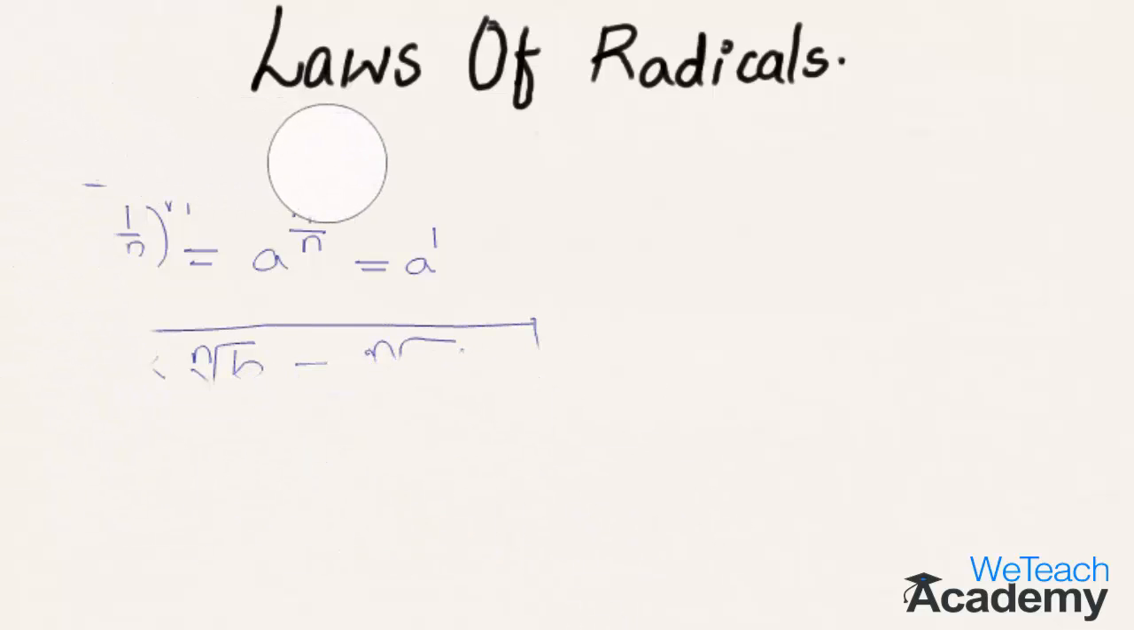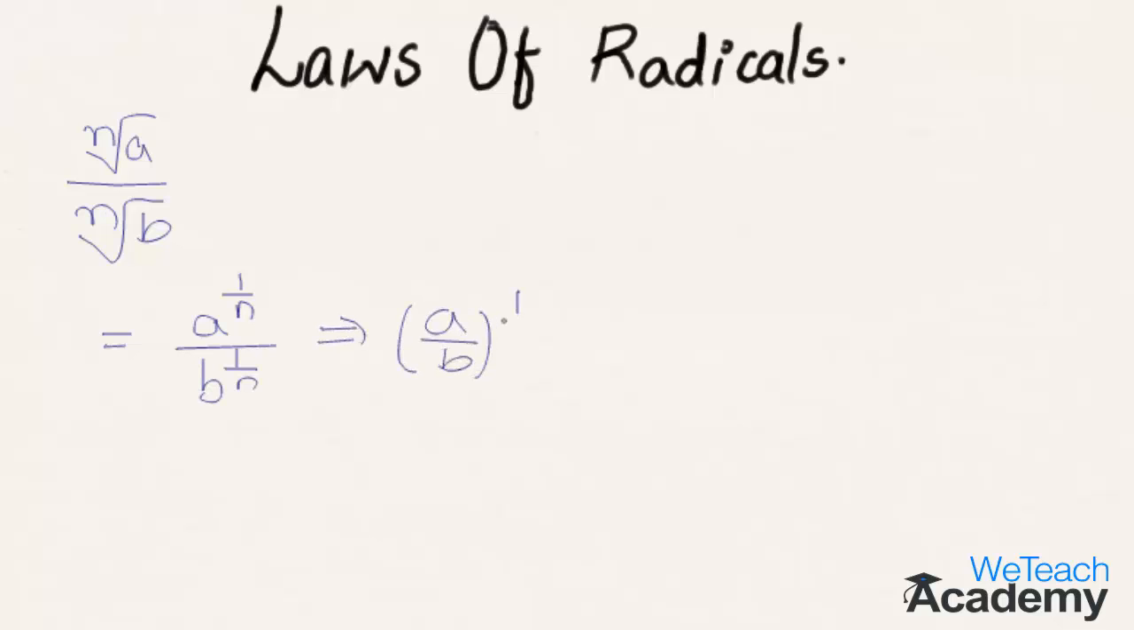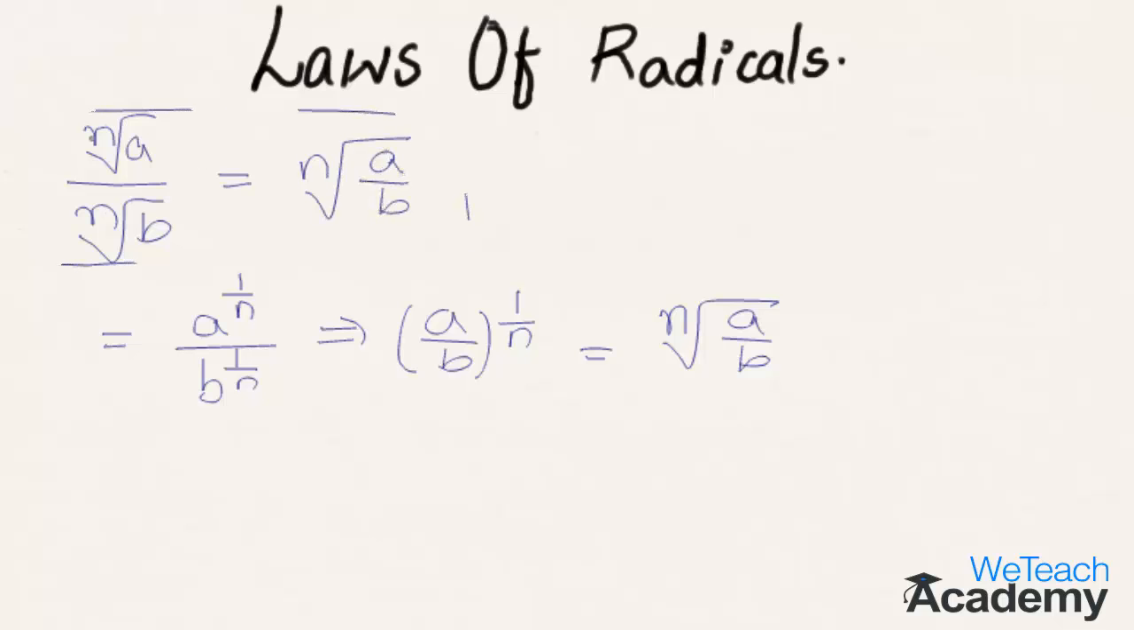Now moving to the next law, let us consider the nth root of a by the nth root of b. So here the nth root of a can be written as a raised to the power 1 by n, divided by the nth root of b, which can be written as b raised to the power 1 by n. As the powers are equal, we can write this as a by b whole power 1 by n, which can be written as the nth root of a by b. So we can say that the nth root of a divided by the nth root of b is equal to the nth root of a by b.